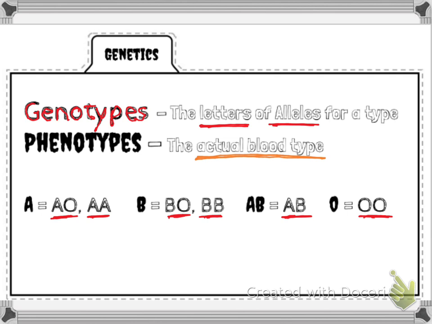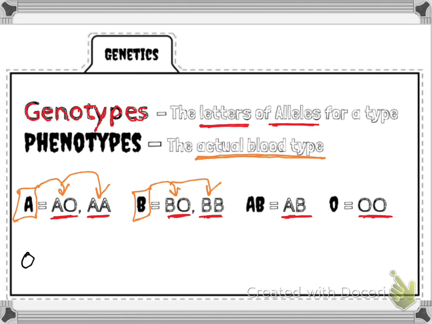So the phenotype is the actual blood type you have. So if you have type A blood, you are either going to be AO or AA. Now, you may not know which one you are, but you may know that you're type A blood. The same for B, could be BO or BB. This is because the O is recessive.